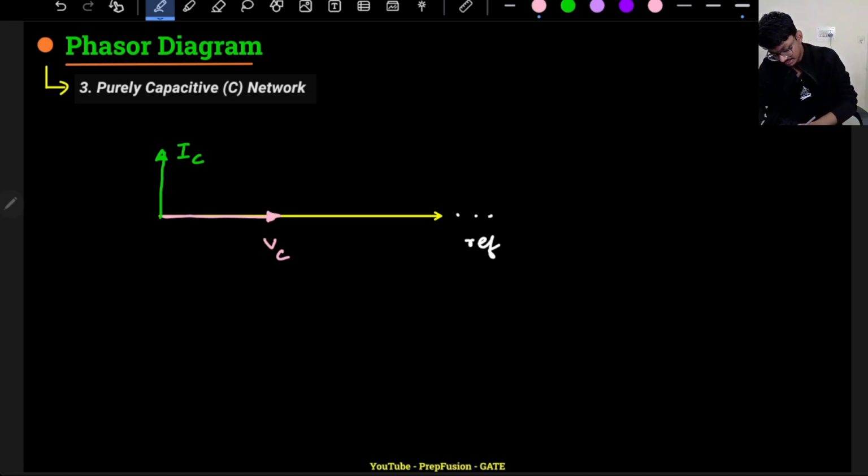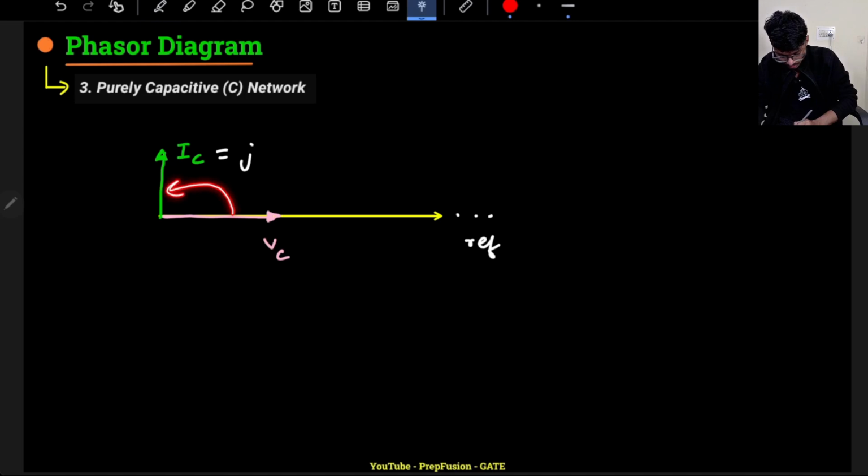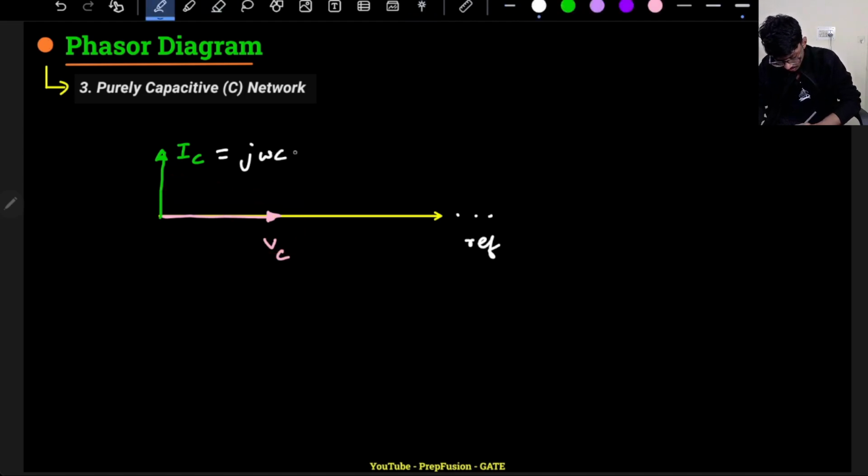If I want to, let's say, what is my IC? IC you can write like this. It is j omega C. J I am multiplying because I am going in the anti-clockwise direction from VC. That is not the capacitive reactance, right? Capacitive reactance is 1 by j omega C. Remember that capacitive reactance is 1 by j omega C into VC basically.